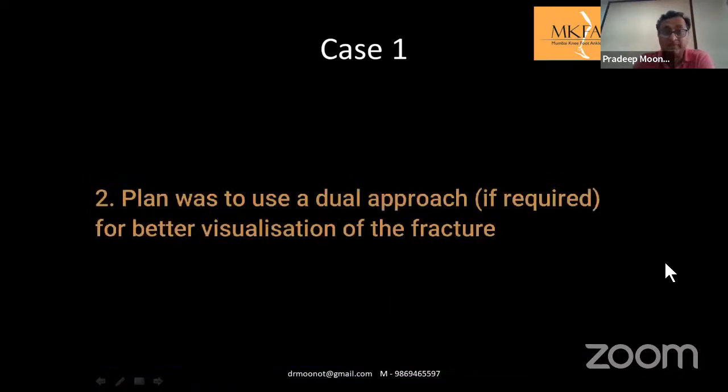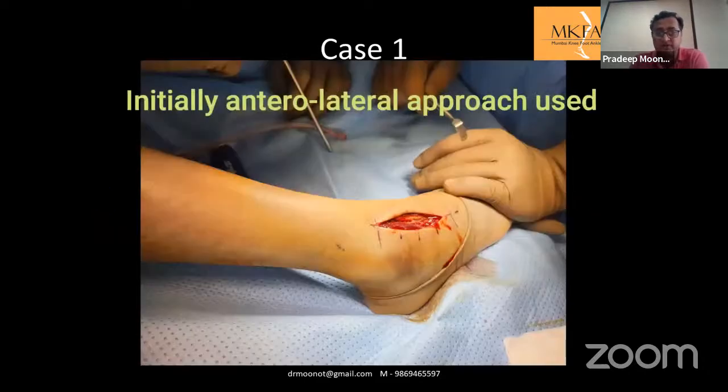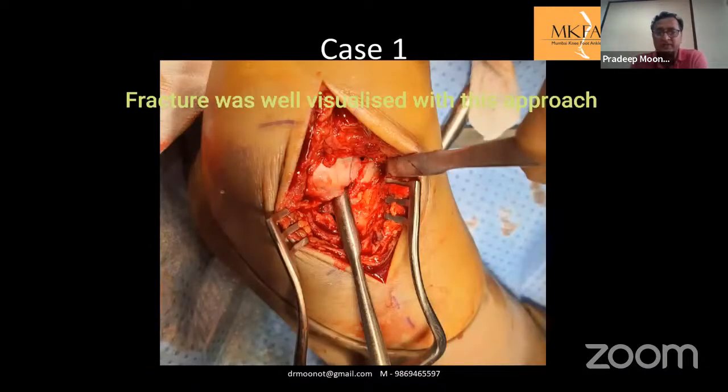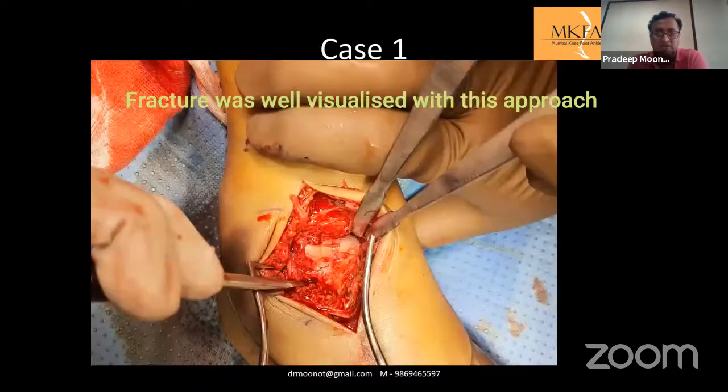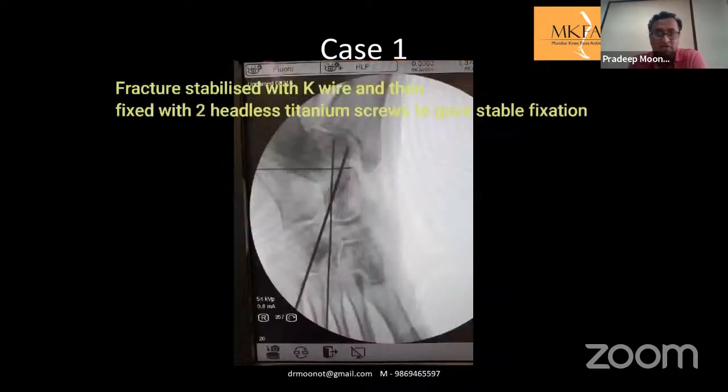So once that's done, make sure before you start, you do that. Plan was to use a dual approach for better visualization. So anterolateral approach was used first, opened it up, and we could see the whole fracture properly. We could see both the medial side and the lateral side of the neck and the body. Got a good reduction and initially fixed it with K-wires, then with headless screws.